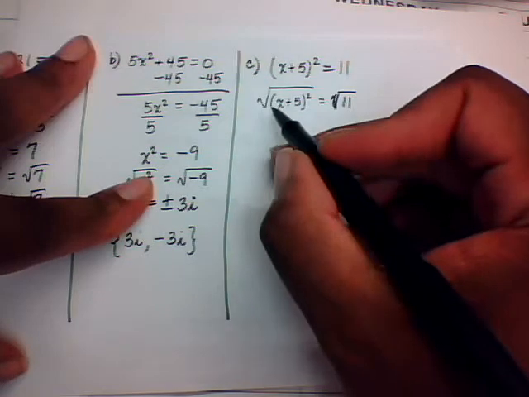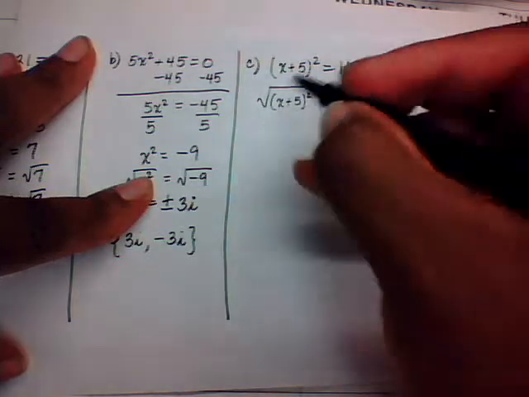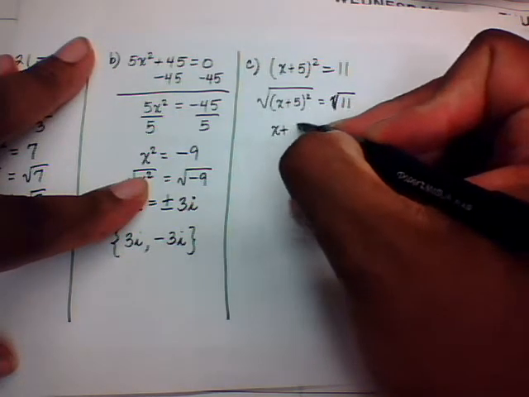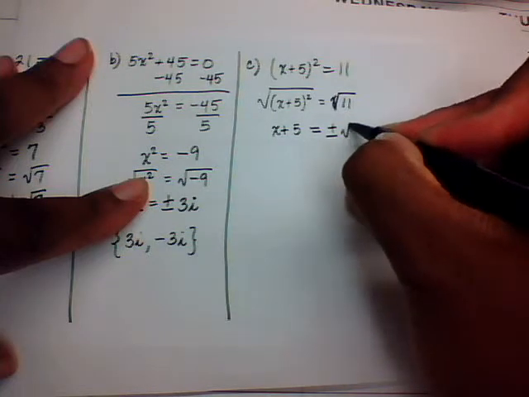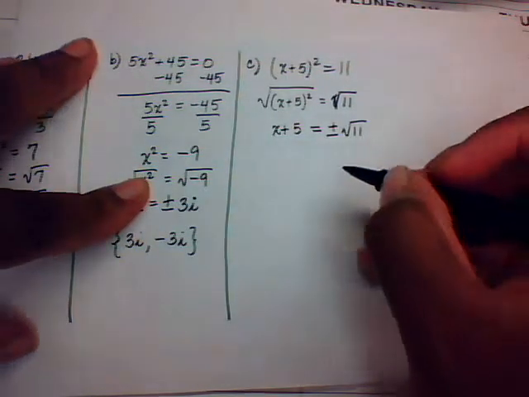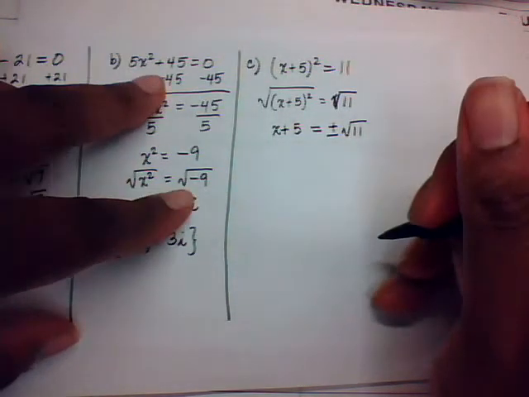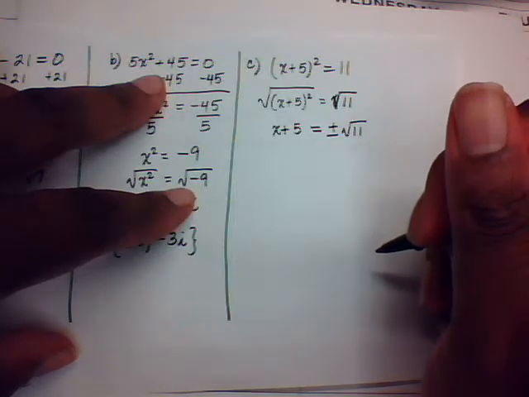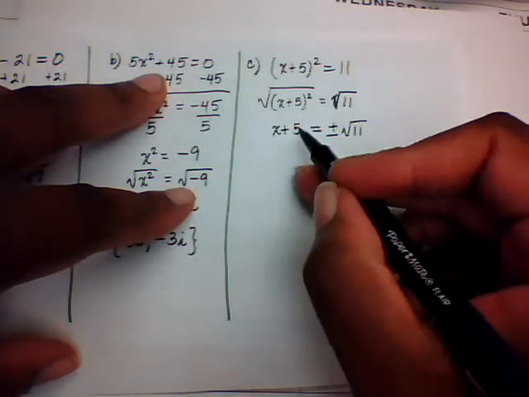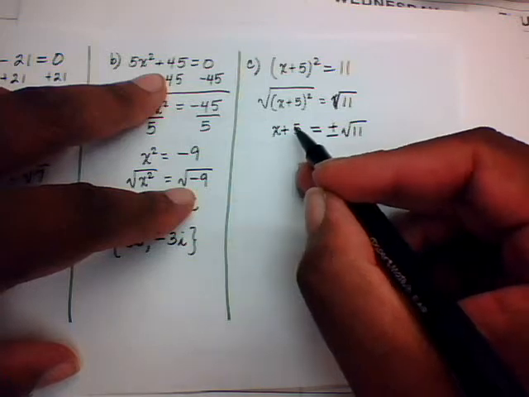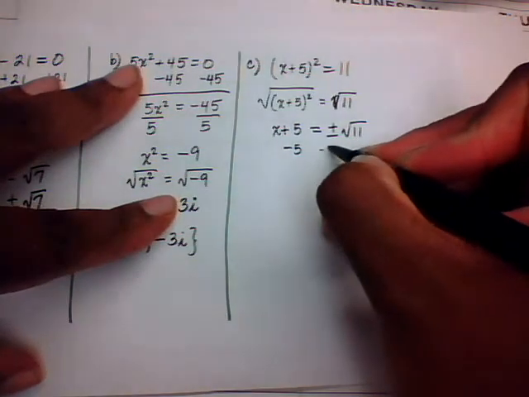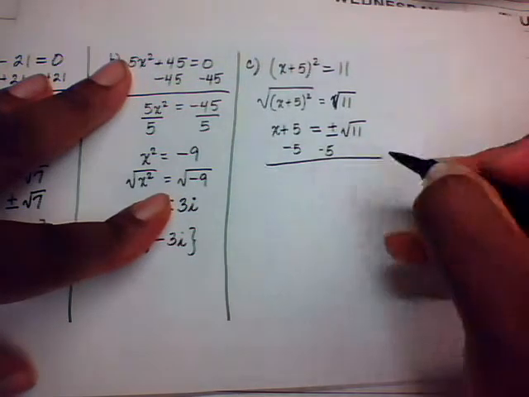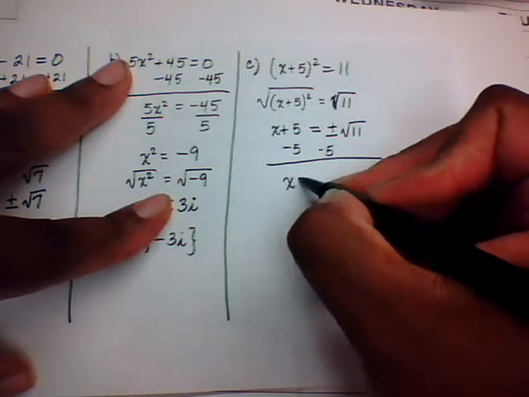Now, on the left side, the square root of x plus 5 quantity squared would simply be x plus 5. That's equal to, bring in plus or minus, the square root of 11, because we know 11 is not a perfect square. Now we can get the x by itself. We're adding 5, so the opposite of adding 5 would simply be subtracting 5 on both sides.